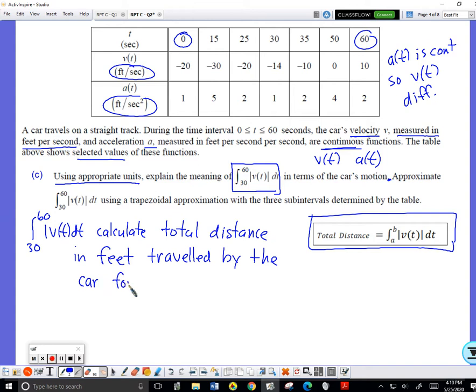for time interval, gotta remember units, 30 seconds to 60 seconds. And they'll give you 1 point if you have all of that.